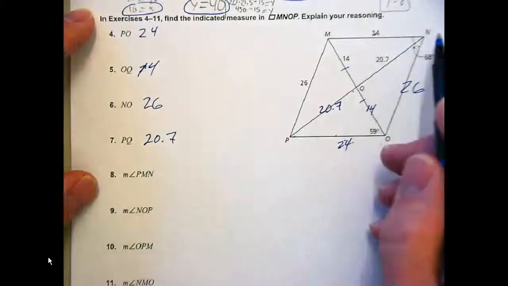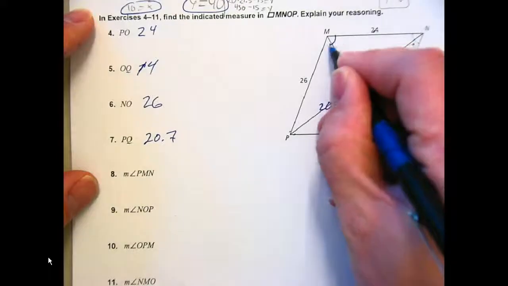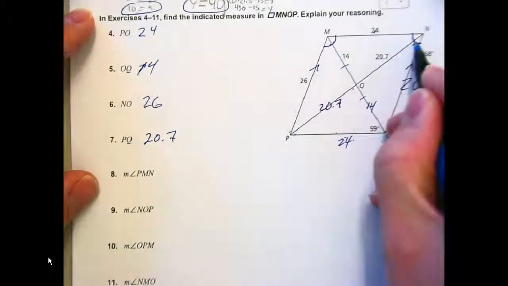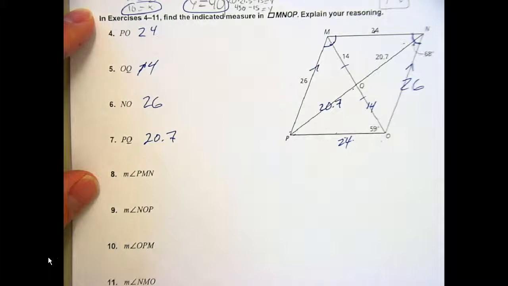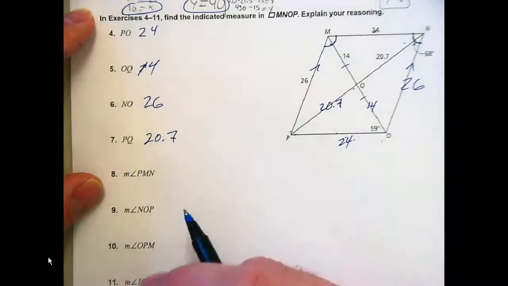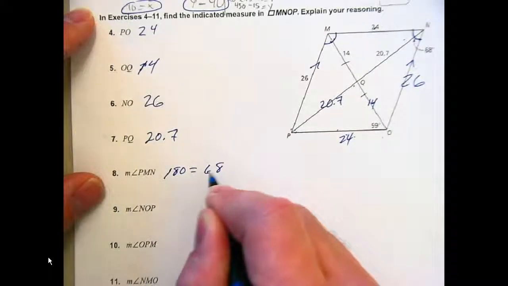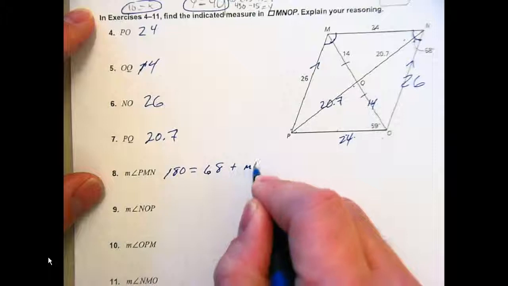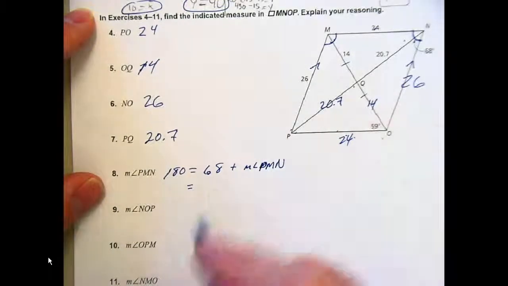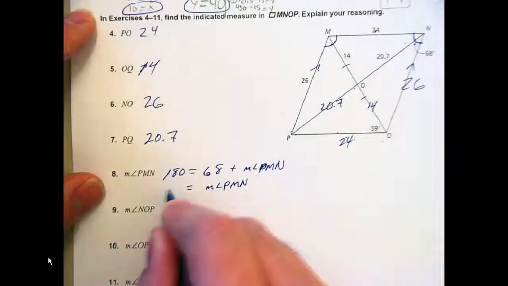You could use the consecutive angles theorem. So this angle PMN, this whole thing right here and this whole thing right here, since these sides are parallel, those two add up to 180. So 68 plus what is 180? So 180 is equal to 68 plus the measure of angle PMN. Okay, so 112.